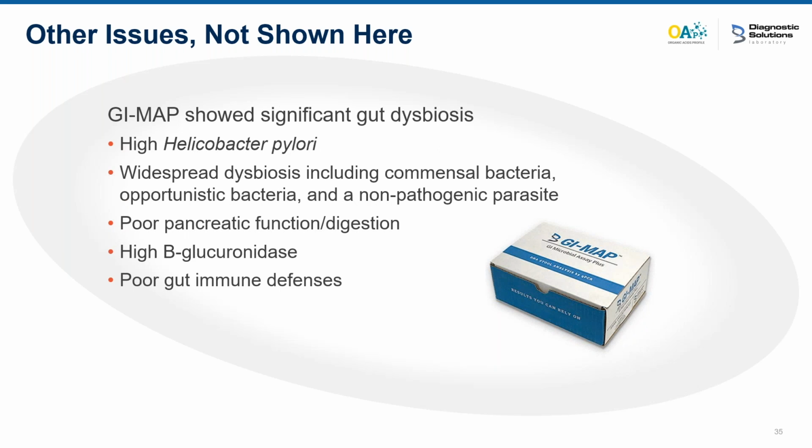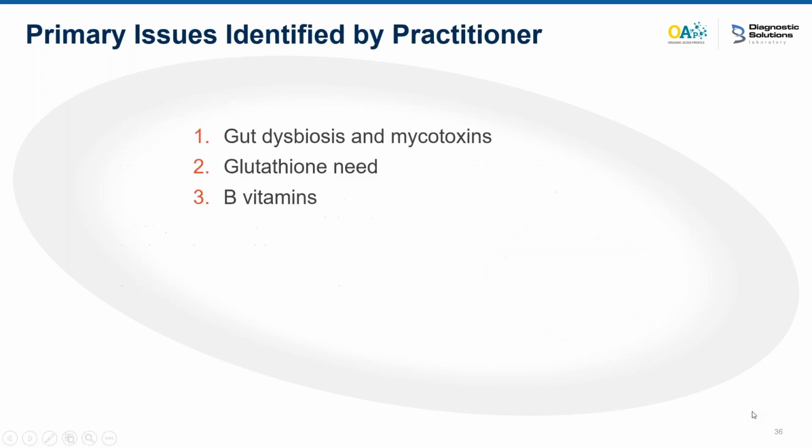She had a GI map. And that stool test, for those of you, hopefully some of you are familiar with the GI map, it showed a high Helicobacter pylori. She had significant dysbiosis, including her good bugs, her opportunists, and she had a non-pathogenic parasite. She was not digesting well. She had high beta-glucuronidase, which is a detox and gut marker. And then the immune defenses in her gut lining were depleted. So she was struggling. It was really no wonder that she was struggling so much.